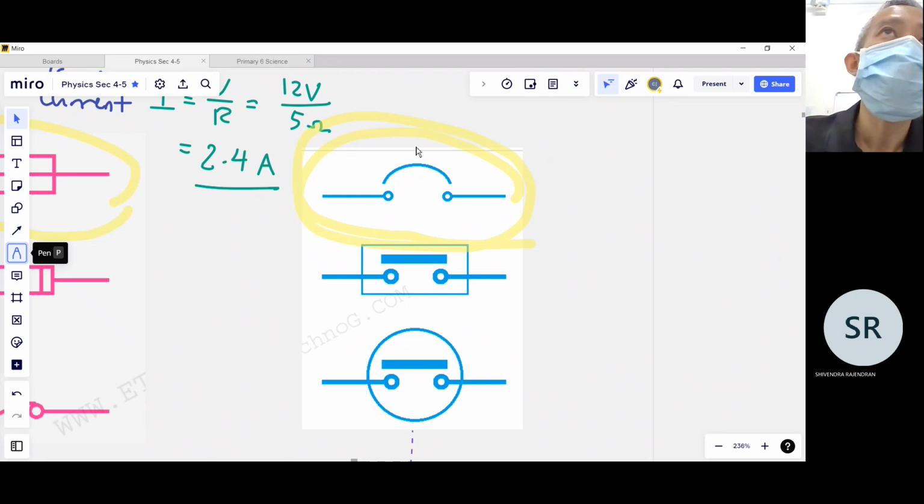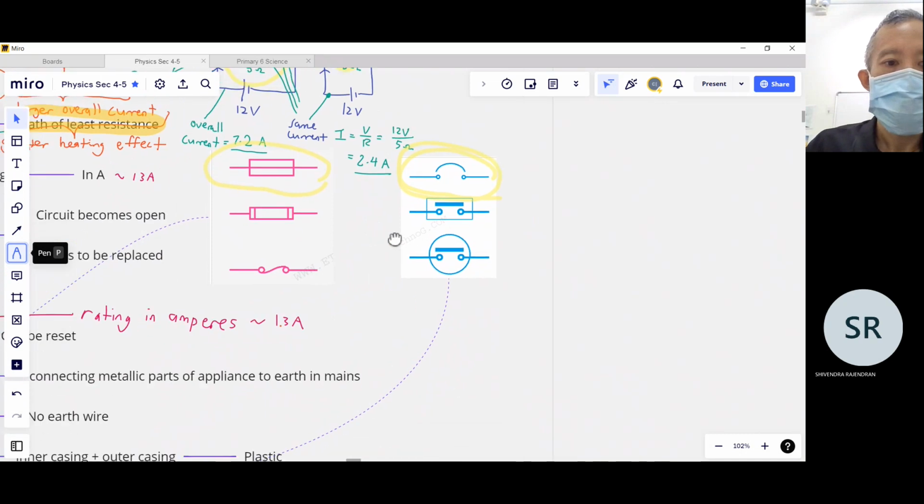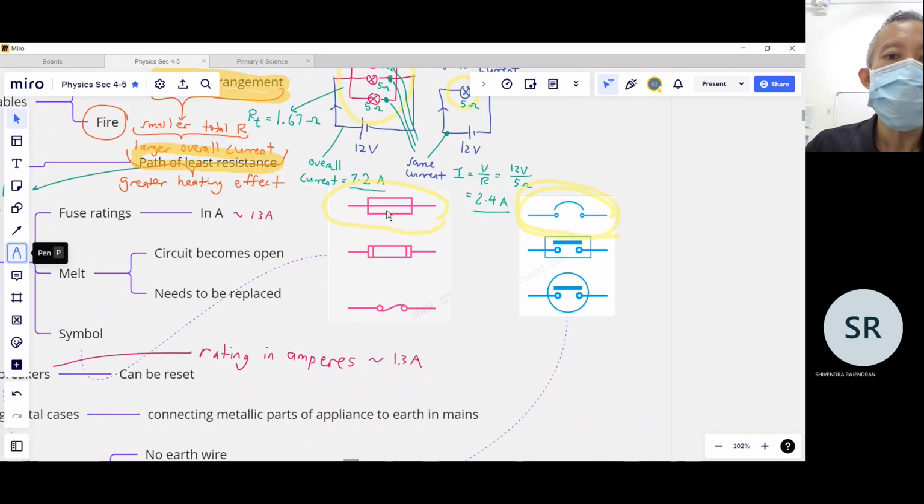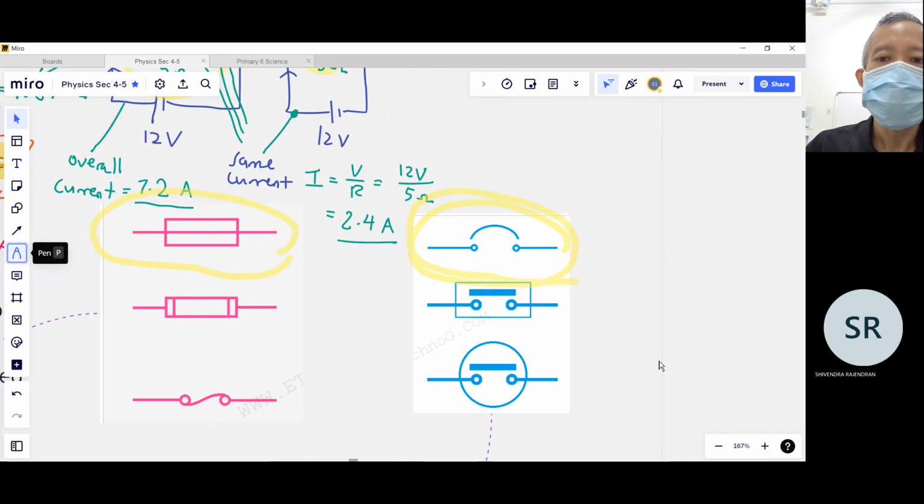this is the symbol for circuit breaker, even though you don't remember it. But sometimes they will show this in your exam, in your own circuit diagram. So this is the circuit breaker. But the fuse, yes, make sure you know the symbol for the fuse. Fuse, circuit breaker.